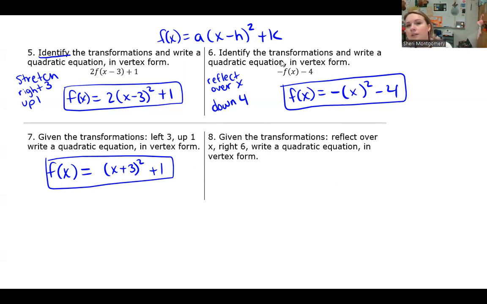So look at question number 6. See how we said that that is a reflect over X and it ended up with a negative in front of the parentheses. Here it tells you that you reflect over X. So when you write your equation, there should be a negative in front of the parentheses. Is it still going to be 2 on the outside? No, it would have to say it's stretched. It doesn't say anything about being stretched. I can just leave it like that and then add my 6. Yep.